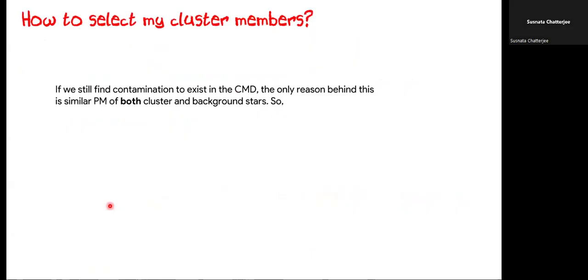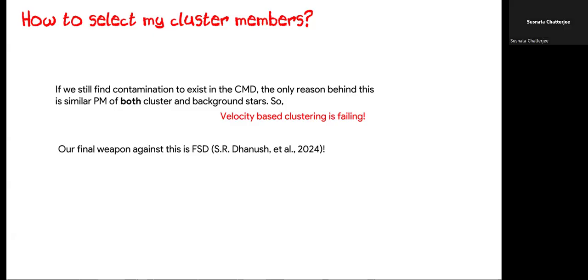But if we still find contamination to exist in the color magnitude diagram, the reason behind this is the similar proper motion of both cluster and background stars. So, what is the solution? It is pretty clear that velocity-based clustering is failing. Our final weapon against this is FSD.